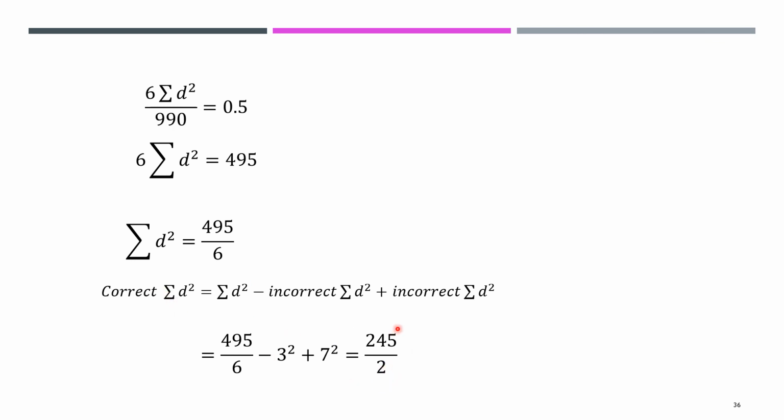Now when summation D square is 245 divided by 2, calculate capital R. Summation D square we calculated from capital R and n, we got 495 by 6. We were given that the difference in the rank, that is D, was taken as 3 instead of the correct value 7. So we are subtracting the wrong value and adding the correct value. We get the answer to be 245 divided by 2.